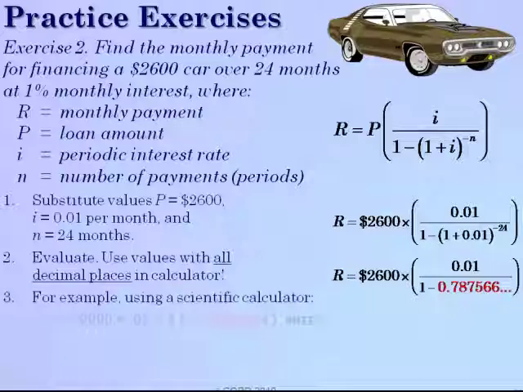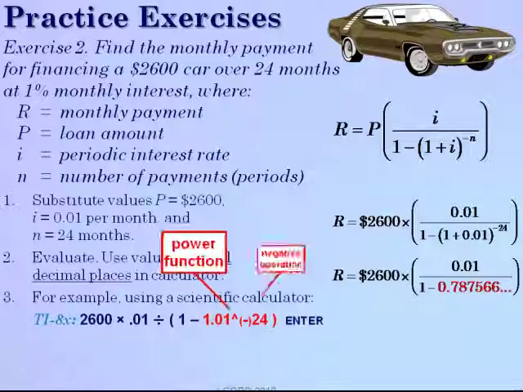Okay, to do that with a scientific calculator, with the TI-80 series, for example, we have multiplied 2,600 times 0.01 divided by, now we need the denominator, and I'm going to do the math in my head for what's in the parentheses and call that 1 plus 0.01 is really 1.01.